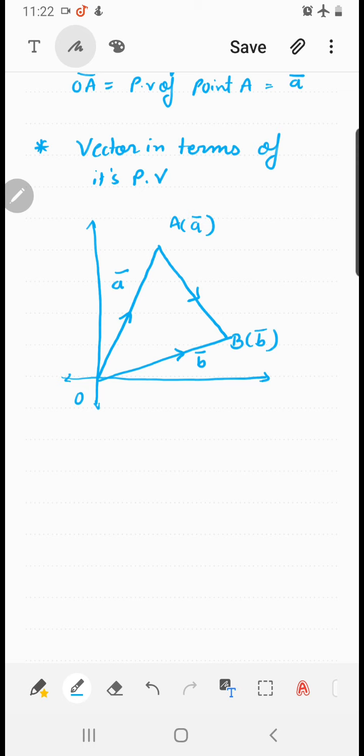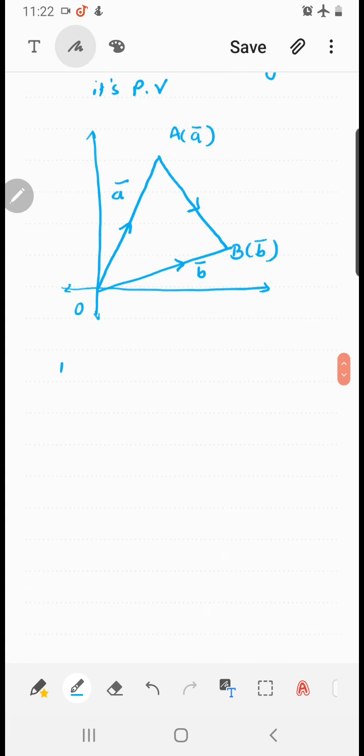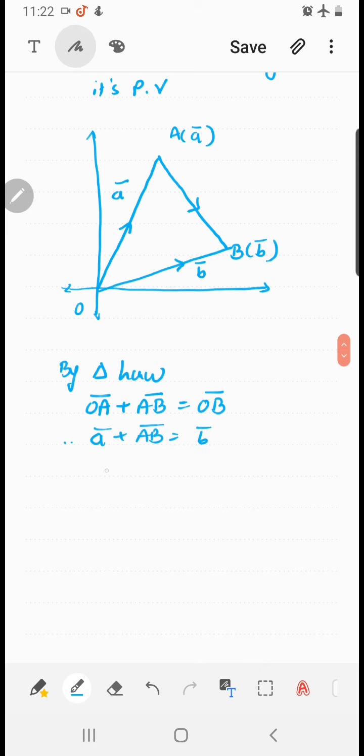Now, if I look at this diagram, do you see a triangle in this? And if you see a triangle, can we think of the triangle law? By triangle law, we follow two sides, or I better say cover two sides, and the third side is the resultant if the direction is opposite. So it is OA bar plus AB bar is equal to OB bar. Now, let us put the values. We can write A bar plus AB bar is equal to B bar, and that is how we got the final result: AB bar is equal to B bar minus A bar.